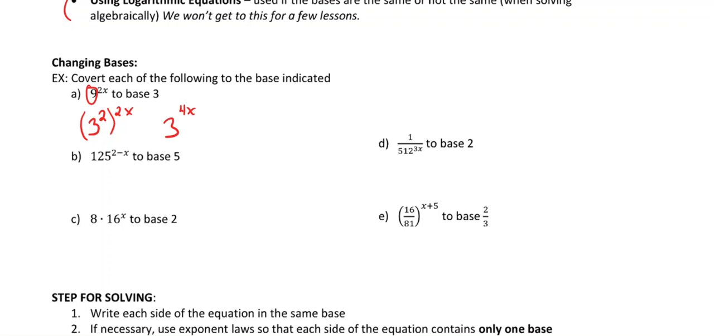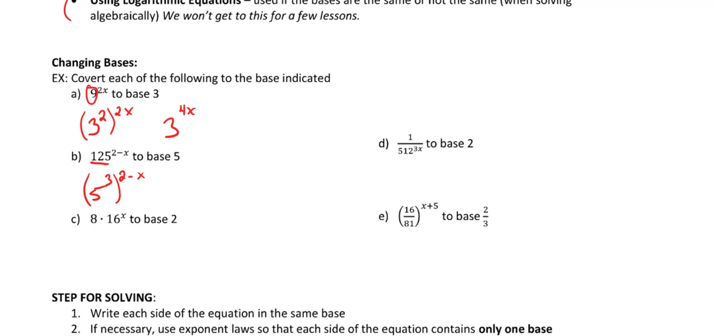Okay, let's do some more. So the next one here, let's write 125 to the power of 2 minus x as something with a base 5. So I can rewrite that 125 as 5 to the power of 3. Yeah, 5 to the power of 3. And then put it in brackets, right? That's what I pretty much always do. When I replace the number, I put it in brackets so I know that I replaced it with that. So 5 to the power of 3, and then that's all to the power of 2 minus x.